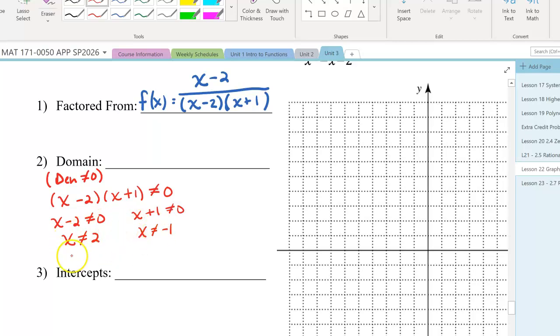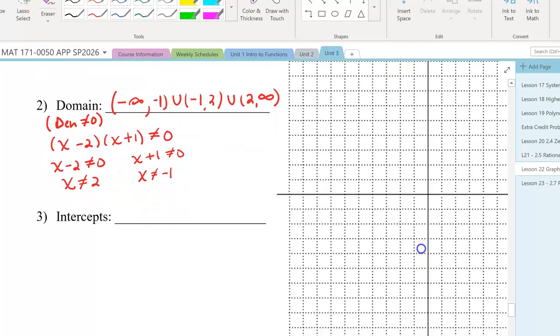Because remember, when you're finding domain, you're finding the numbers that will make this function undefined, and you're pulling those out of the set of real numbers. And since 2 and negative 1 make the denominator 0, the function would be undefined there. So my domain is going to be from negative infinity up to negative 1, union negative 1 to 2, union 2 to infinity.